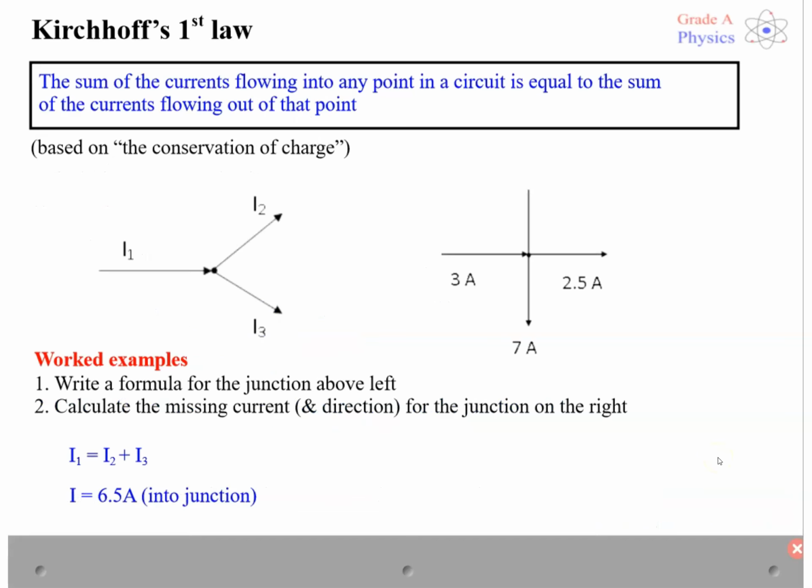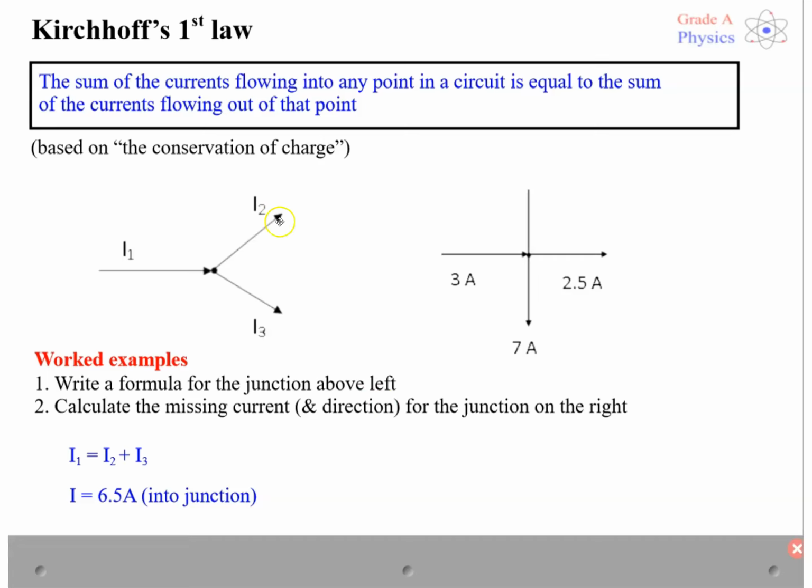Kirchhoff's first law, you might have seen this at GCSE. You do need to know this. The sum of the currents flowing into any point in a circuit is equal to the sum of the currents flowing out of that point. This is based on the idea of conservation of charge, which means that under normal circumstances, electrons don't just appear or disappear. So they're going to stay as a constant number of electrons.